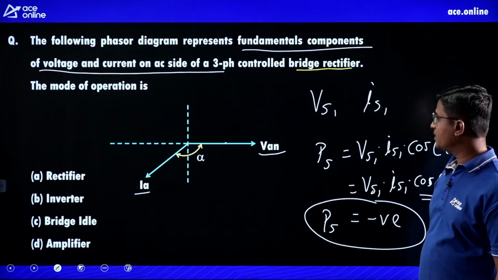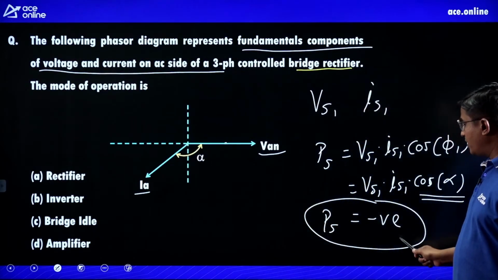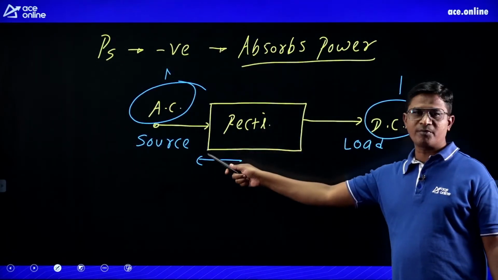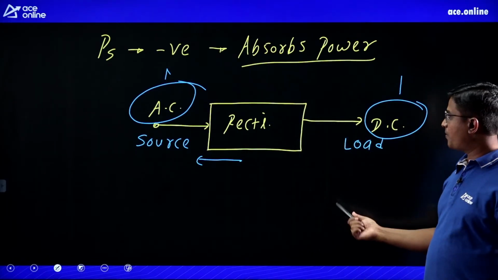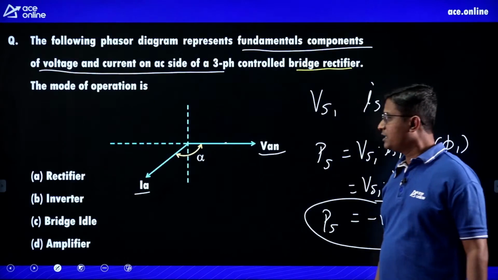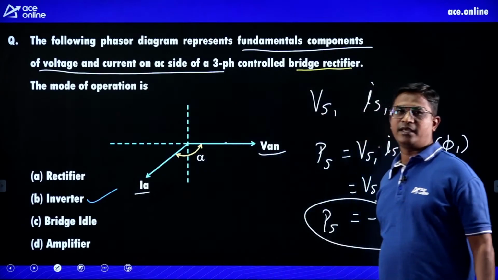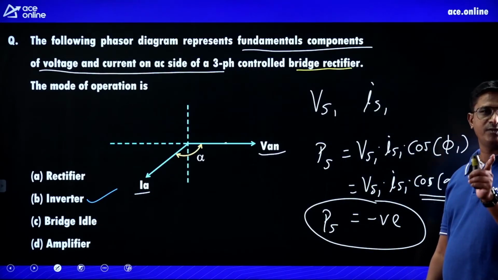So please be careful. If they had given this alpha as less than 90 degrees, then your power would be positive. Power positive means power flows from AC to DC. That is nothing but the rectifier operation. Power flow from DC to AC means it is an inverter operation. AC to DC power flow is rectifier operation, DC to AC power flow is inverter operation.